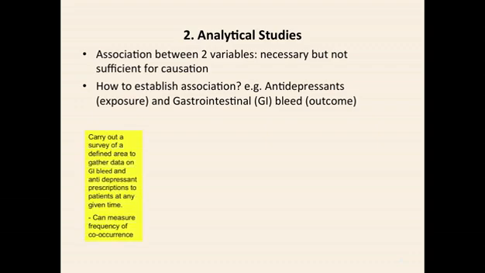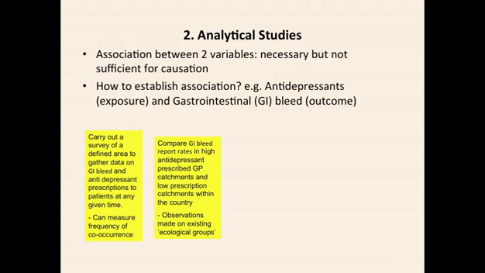Firstly, I can choose a defined sample and collect data on both GI bleed and antidepressant use in the sample at a single time point. If GI bleed is more often seen in those taking antidepressants, we can then infer a high degree of co-occurrence and a putative association between these two factors.